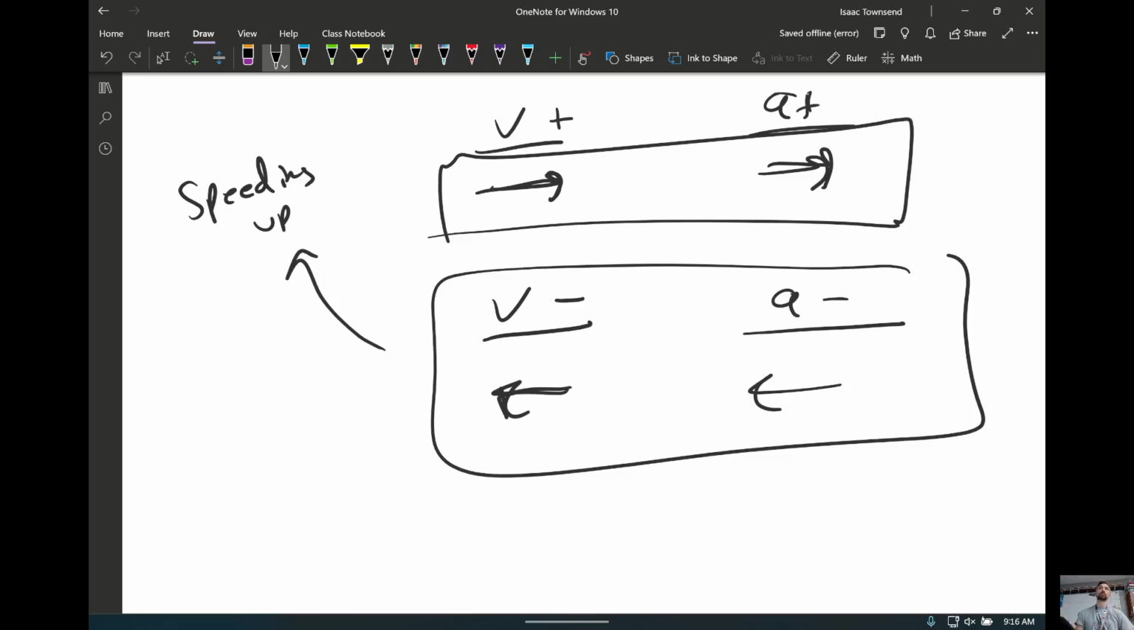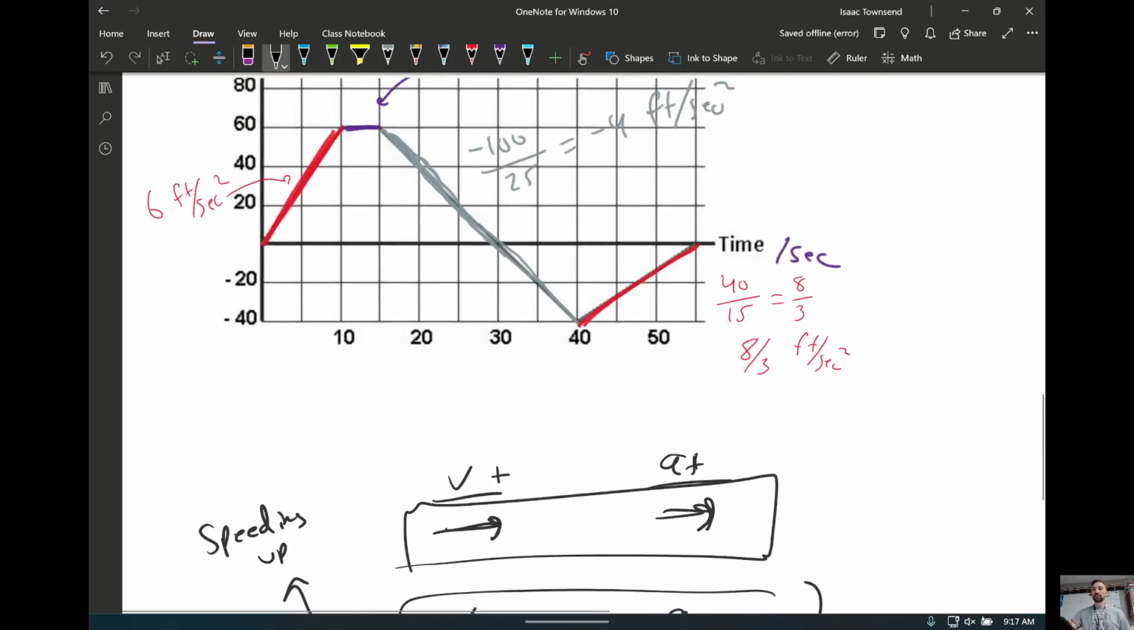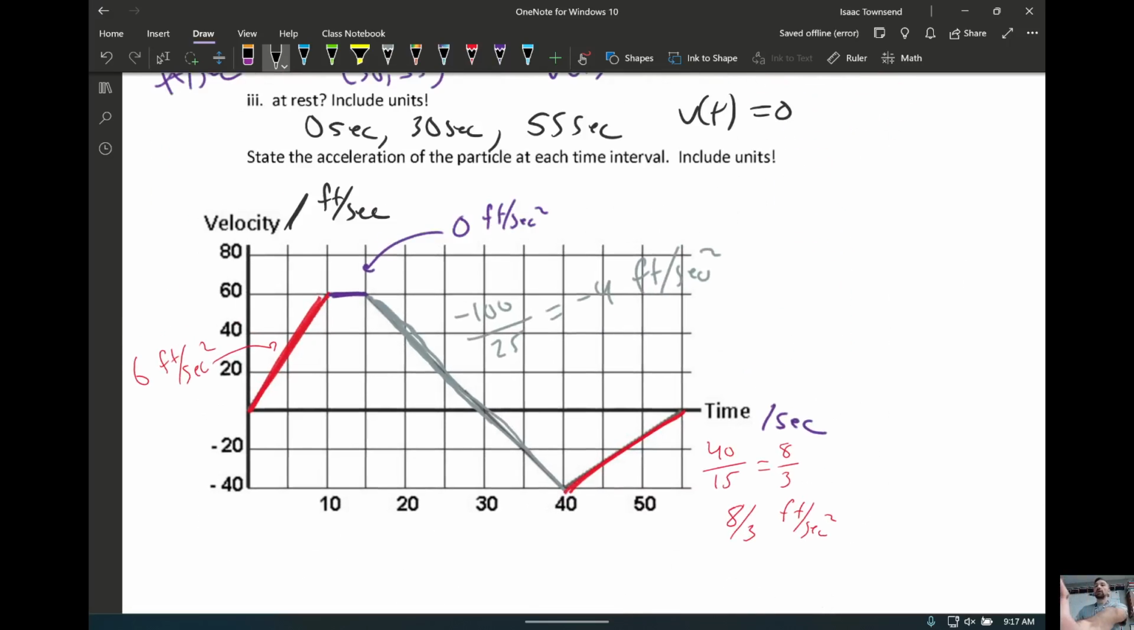So when we get to this in about 5 months, I will simplify it and say the signs need to be the same. If they're both positive, then it's speeding up to the right. If they're both negative, it's speeding up to the left. And if they have different signs, then they're slowing down. You don't have to know that today, though. Okay.